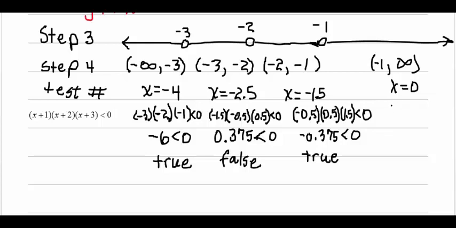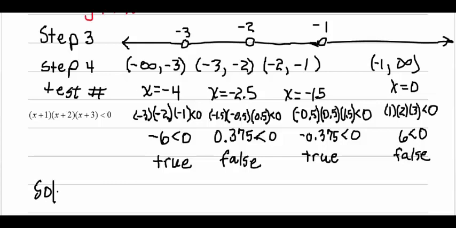Now let's test x equal to 0. 0 plus 1 is 1. 0 plus 2 is 2. 0 plus 3 is 3. And we want to know, is that less than 0? Well, obviously this is 6, so the inequality becomes 6 less than 0, which is false. 6 is not less than 0. So that test number makes the inequality false, so all the numbers in the interval make the inequality false.